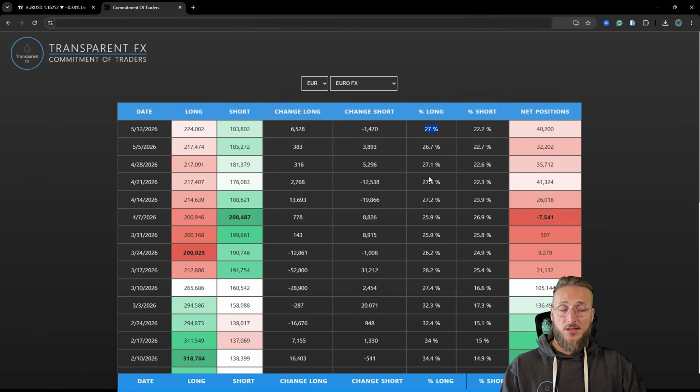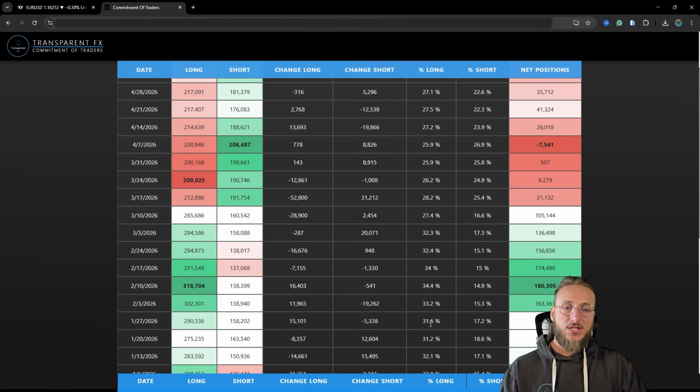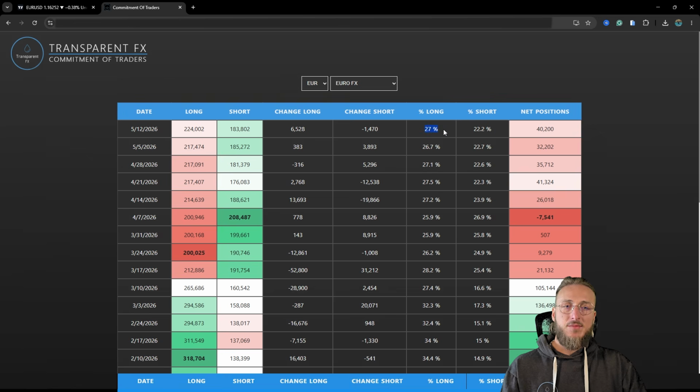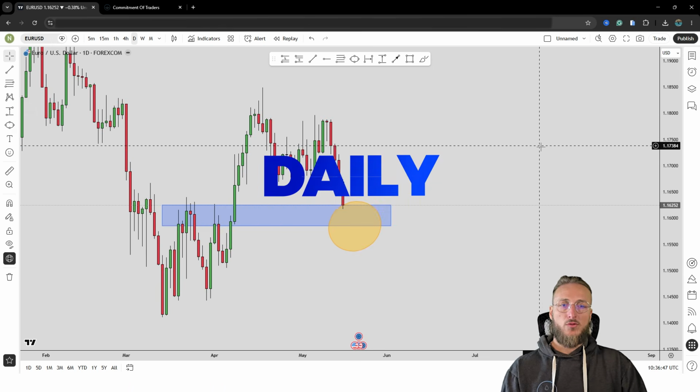And since we have to look at the historical average here, we can see that actually we have seen much higher numbers. We have seen 34%. So 27 means that there is still room to see more institutional speculators enter the market to the long side and this percentage long to actually grow. So let's keep all of this in mind and move back to the chart.